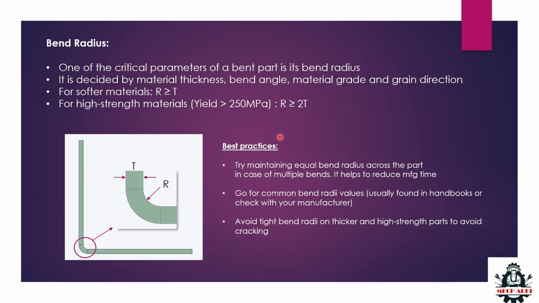And the thumb rule is if the material thickness is between say 2 to 6 millimeters, you can get away with 1 times thickness, irrespective of softer or harder material. But if the material is high strength and higher than 6 millimeter, you should definitely go for 2 times thickness. That's a thumb rule.